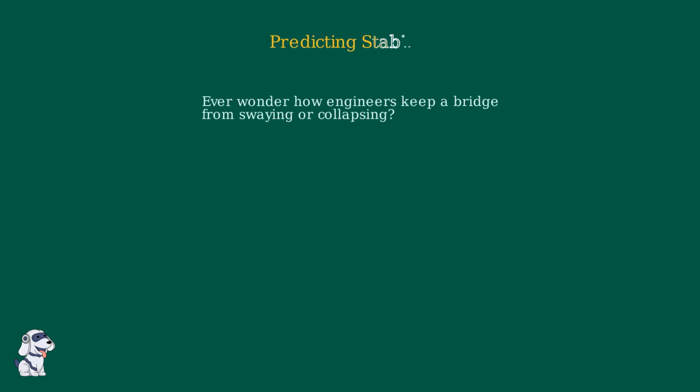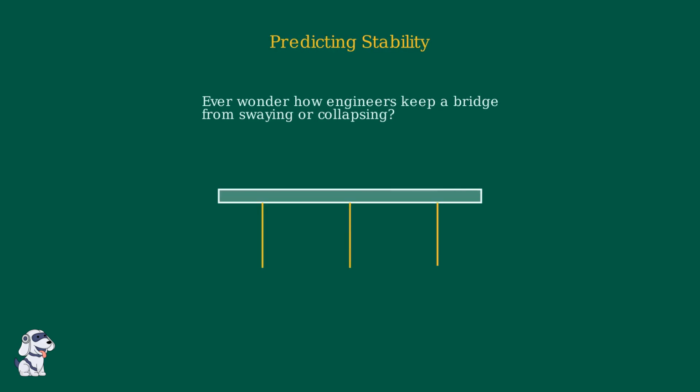Welcome. Ever wonder how engineers predict if a bridge will sway or collapse? It all comes down to second-order linear homogeneous differential equations. We are moving beyond just solving for x to mastering the language of stability. These equations allow us to model forces acting on a structure. By predicting these patterns, we can ensure safety and durability in everything we build.